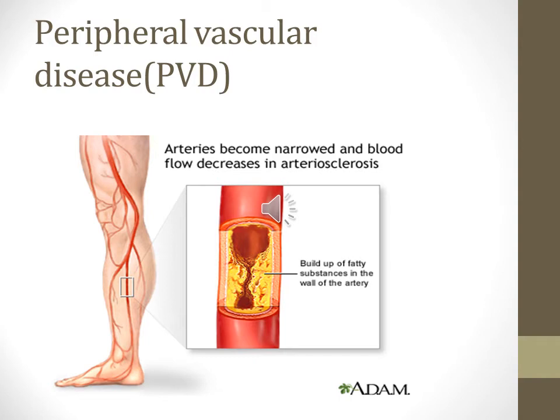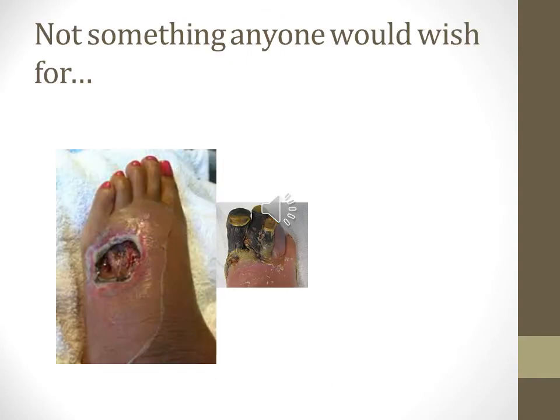In atherosclerosis, plaque builds up in a vessel and limits the flow of blood and oxygen to your organs and limbs, as shown in the picture. As the plaque progresses, the second picture is an example of a completely blocked artery. Not something anyone would wish for. This can lead to organ damage and loss of fingers, toes, or limbs if left untreated early.